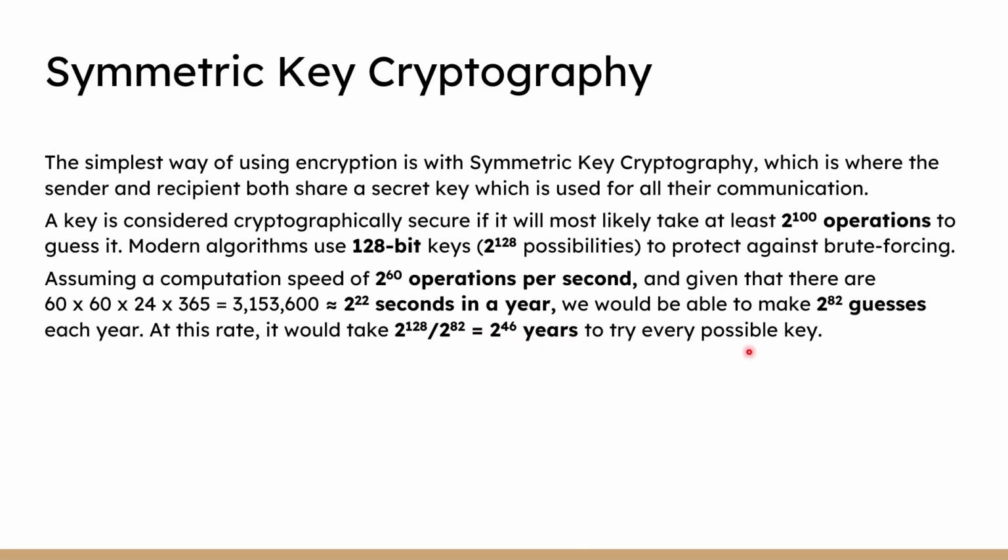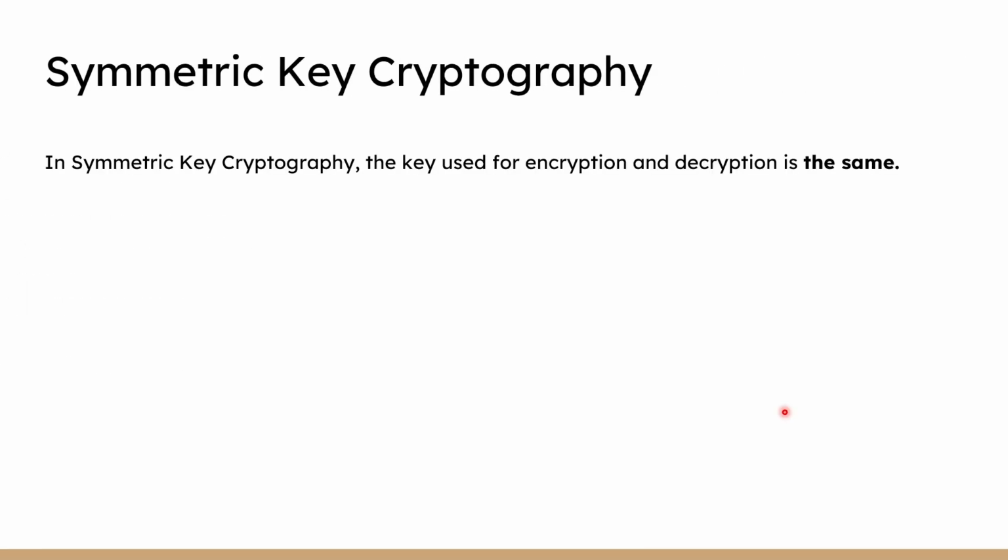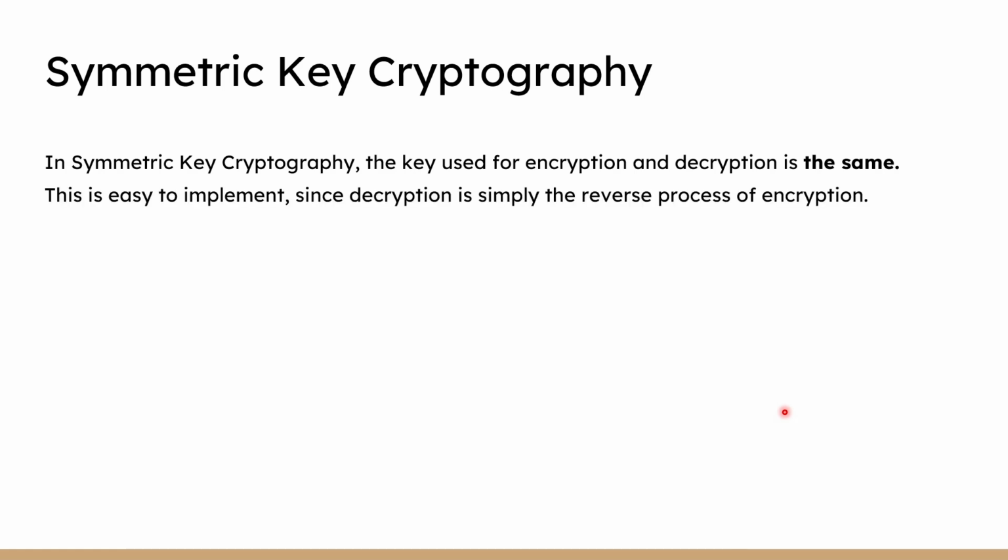And you can put it another way. Even just to have a 50% chance of finding the key, you would need 2 to the 127 guesses, because that's half of the possible keys. And this is well above this 2 to the 100 threshold for a cryptographically secure key, basically. So the key is the same on both sides. This is easy to do because decryption is just the reverse of encryption, basically.